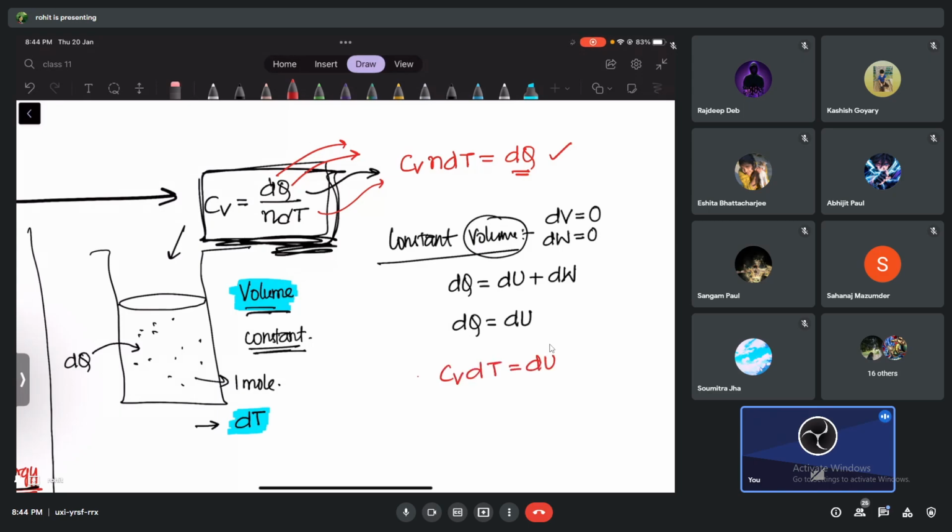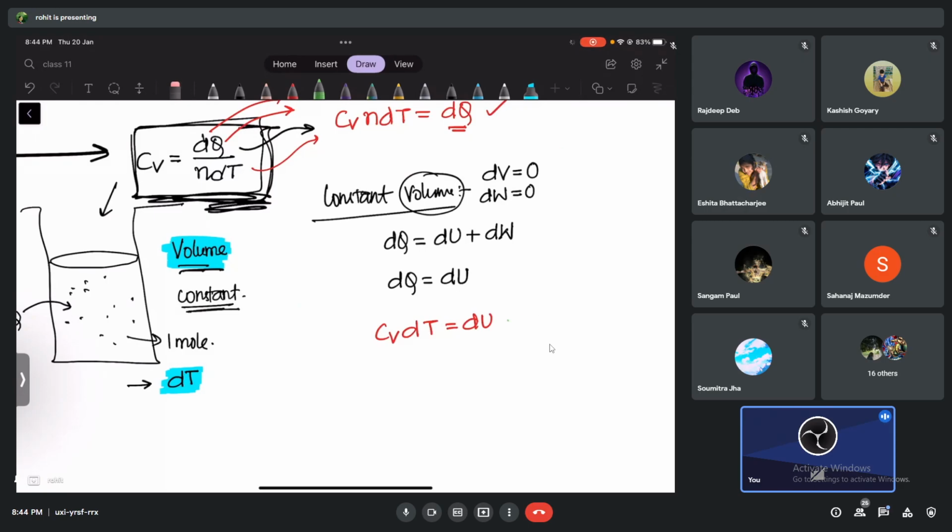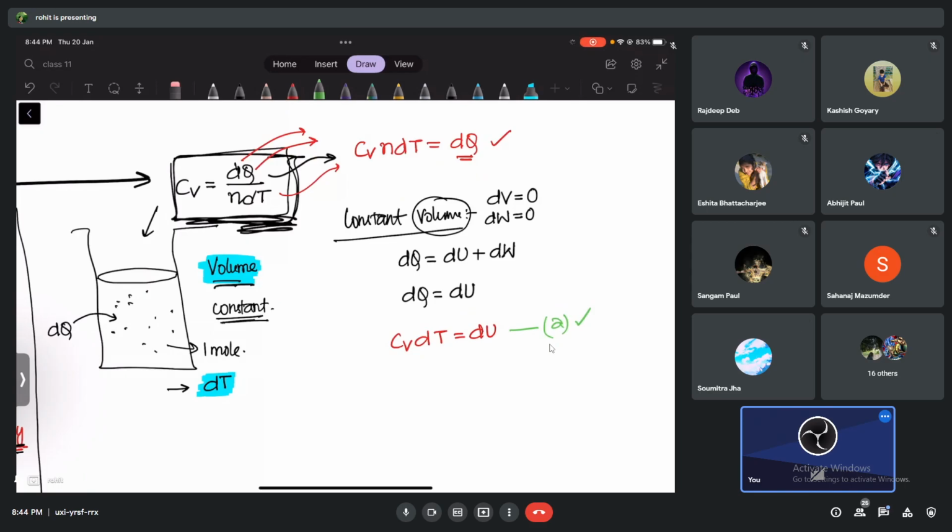And you know, because n equals 1 mole, I'm not going to write the other things. So I'm going to keep it as equation A. Are you clear till now? I think this part is clear.